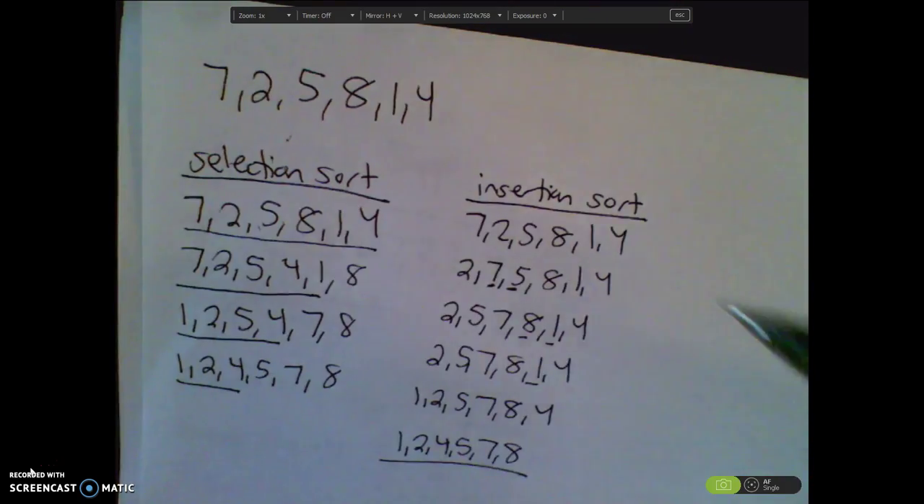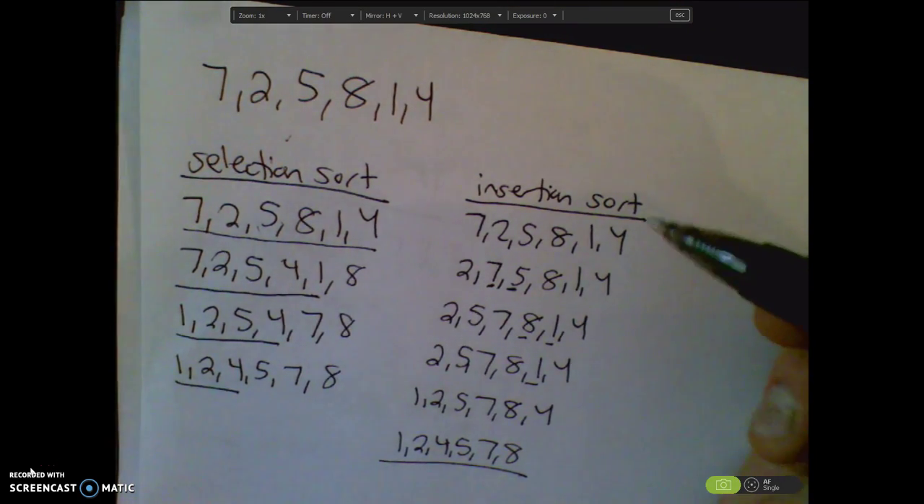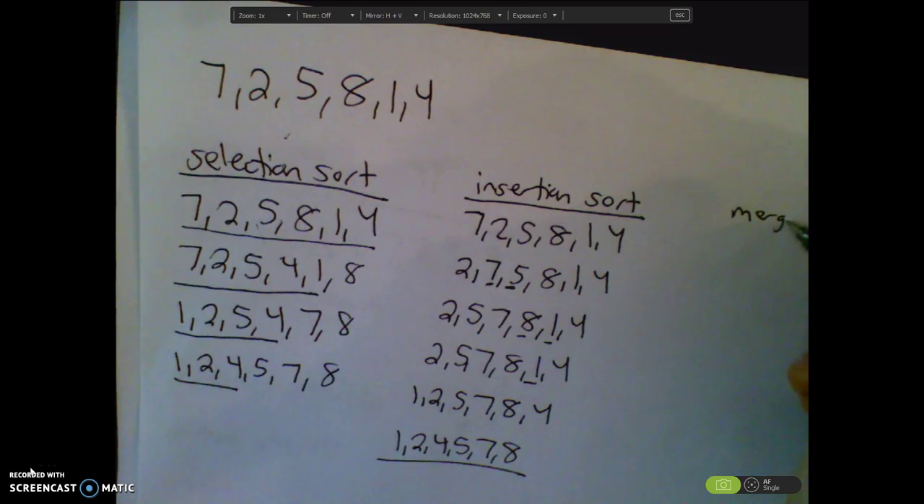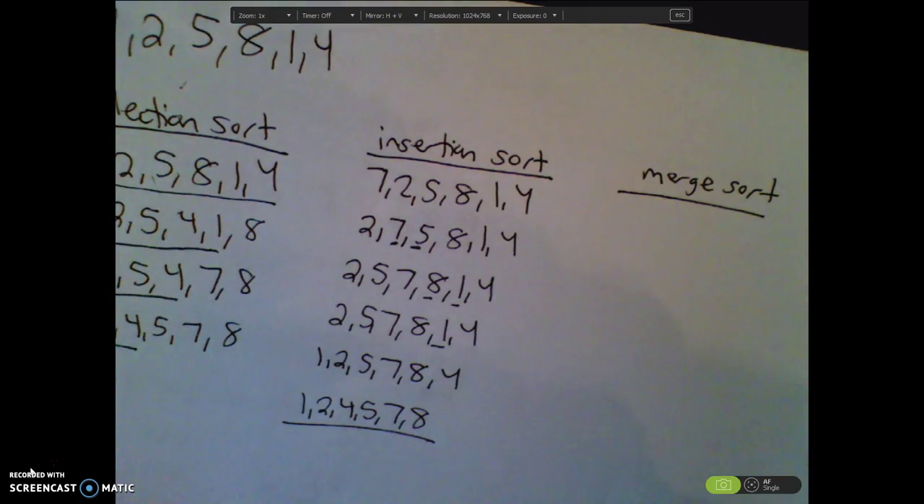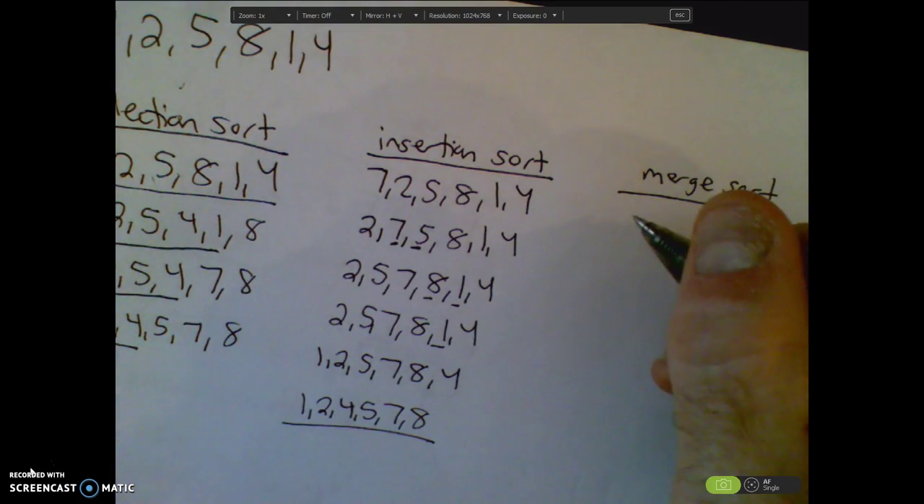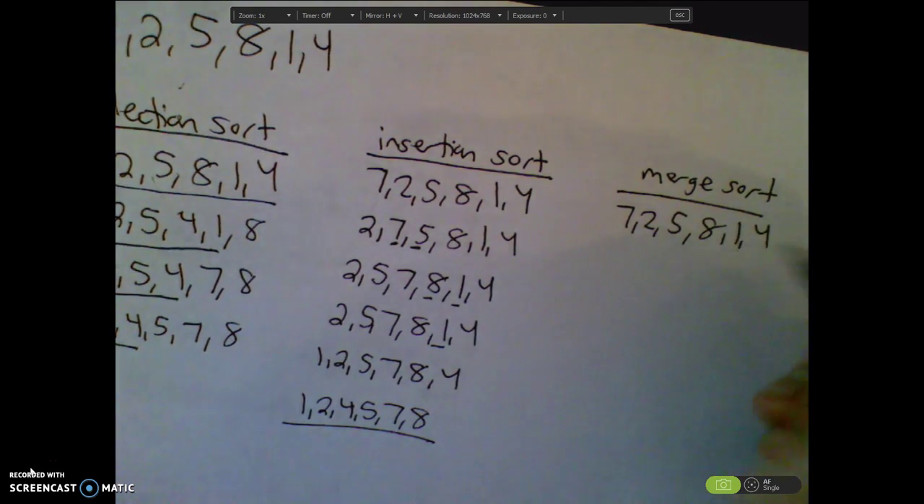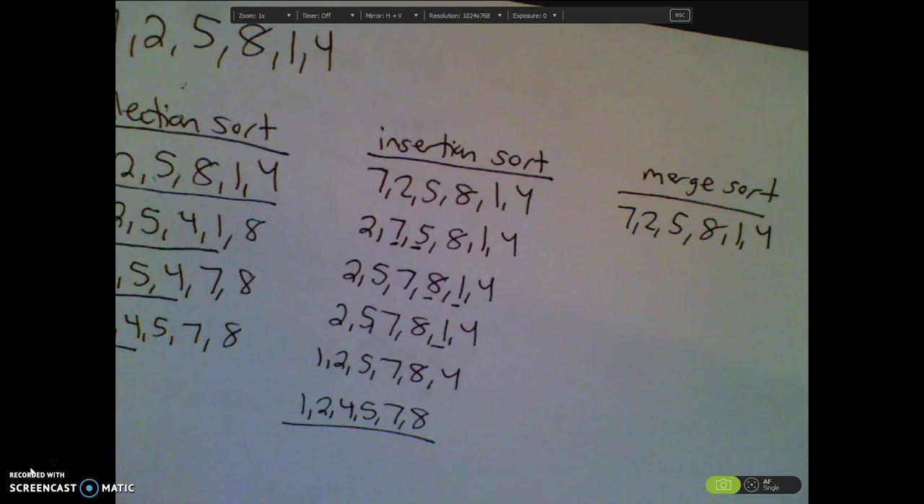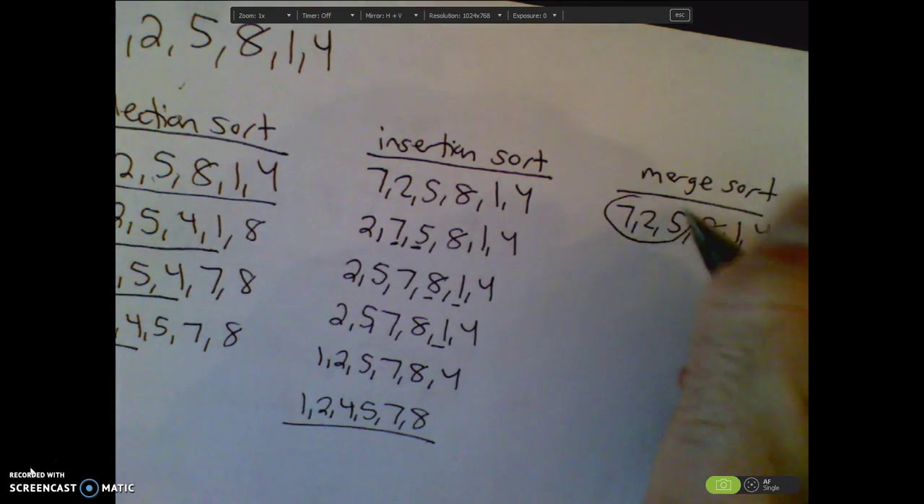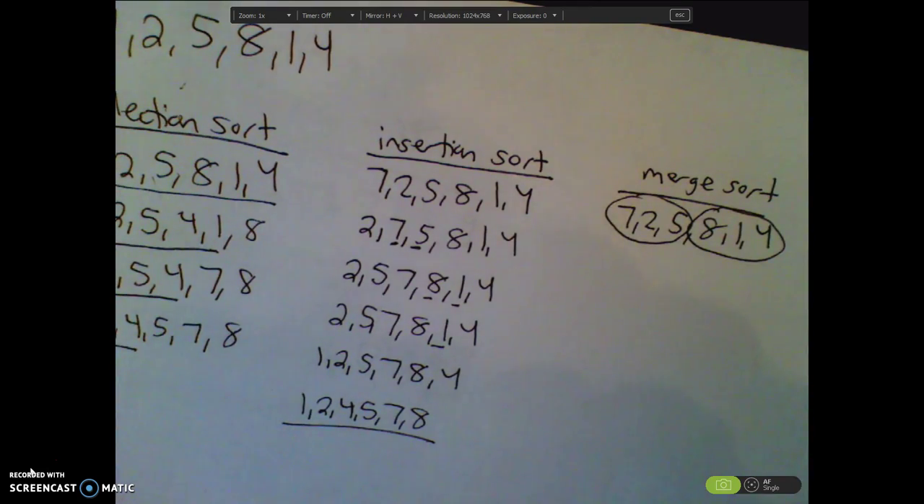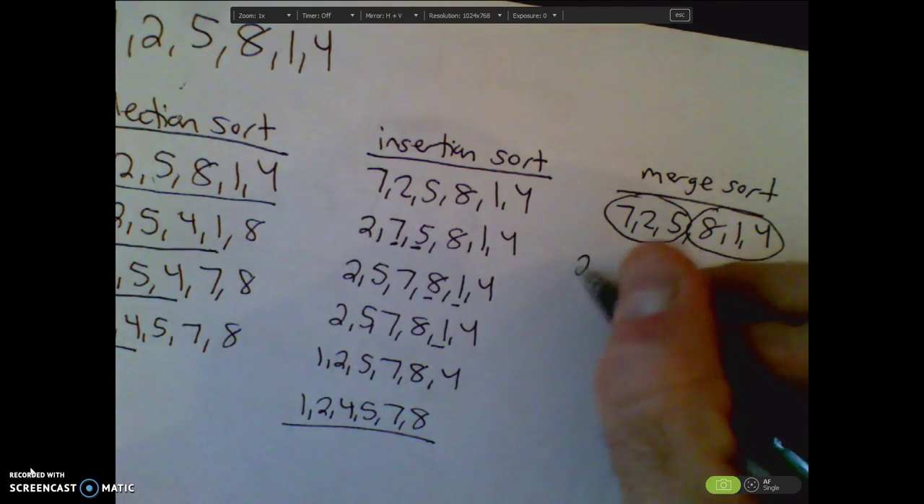Okay, so that's selection sort, that's insertion sort. The last one is merge sort. Now you're probably not going to have to do the code for merge sort, but you need to understand how it works, and you might have to do the merge at the end. Okay, so merge sort works like this. It basically splits the list into 2 halves. 7, 2, 5, 8, 1, 4. And basically, let's just think that it sorts these lists. It's actually a recursive method.